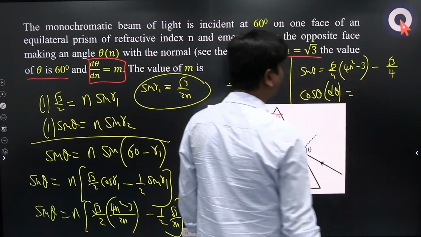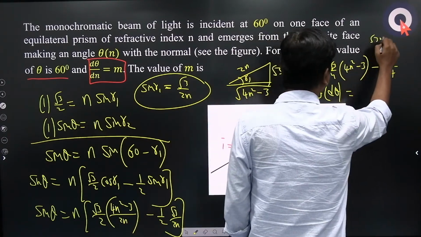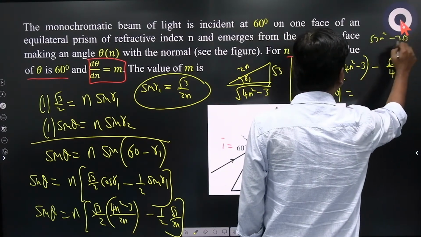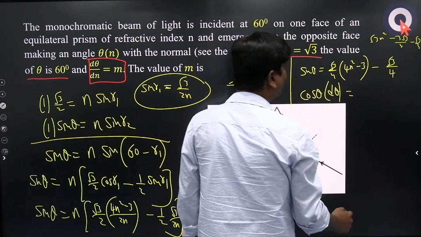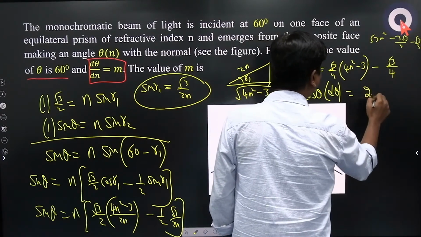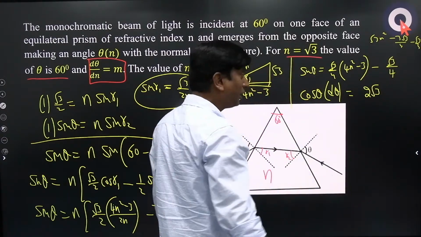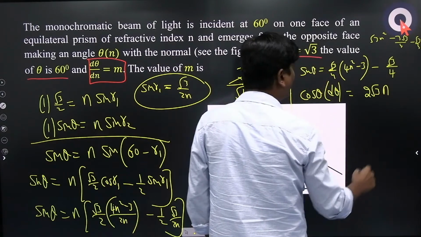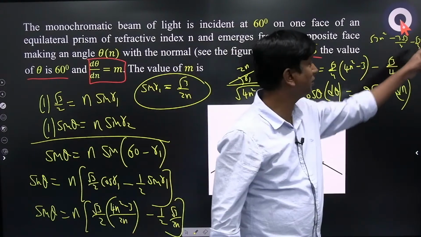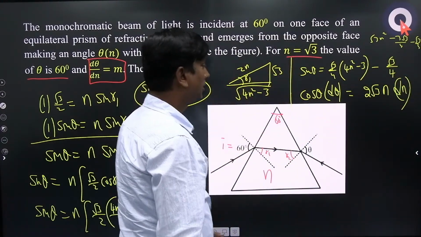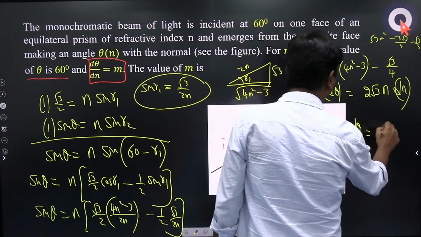And d of this, you can write it as root 3 n square minus some 3 root 3 by 4, anyway constant. Minus root 3 by 4 is all constant only. So if you differentiate all this, you will be getting root 3 into n square, the differentiation of n square is 2n, into dn, and d of all this constant is anyway 0.